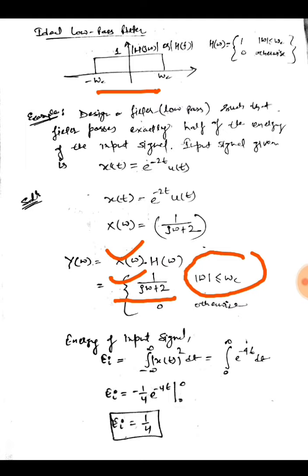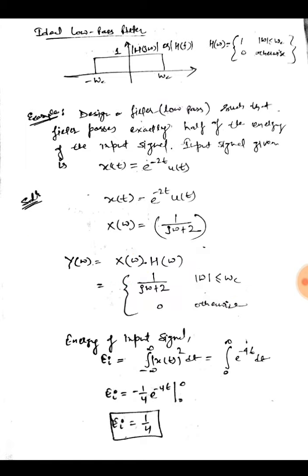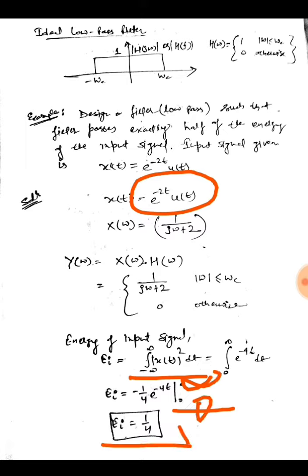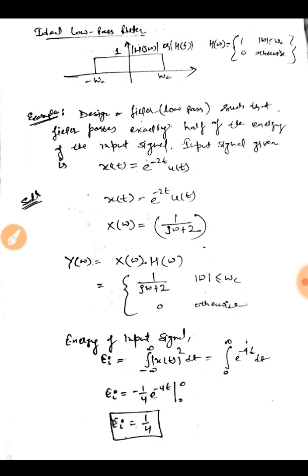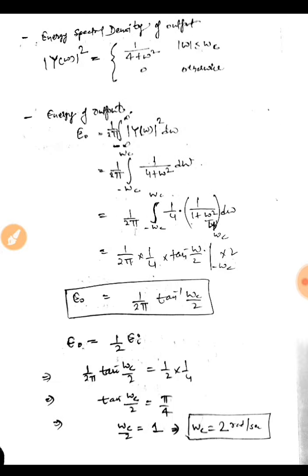So energy of the input signal can now be calculated. We know the energy can be calculated as the integral of x(t) squared from minus infinity to infinity. So it comes out to be minus 1 by 4 into e raised to power minus 4t, and the limit is 0 to infinity, as x(t) is a right-handed signal. So it comes out to be 1 by 4. The energy of the input signal is 1 by 4.